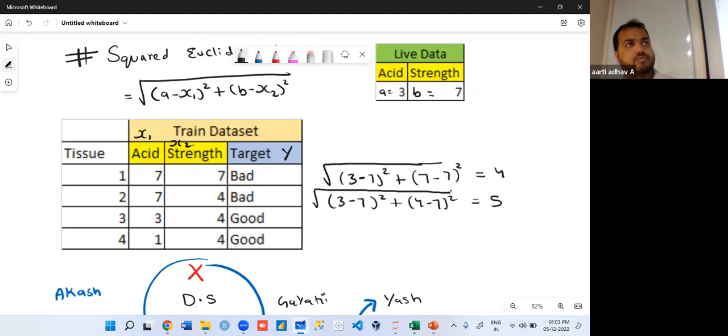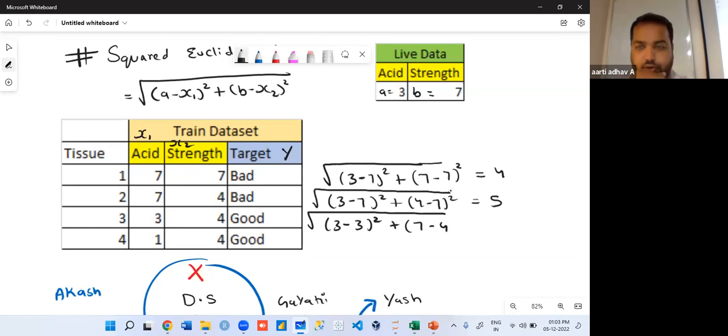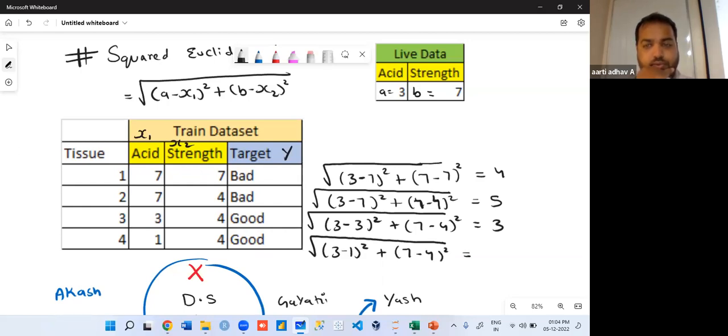Can you solve this? Okay, I'll do it for the third one. 1 second. Let me solve. It's a very small data. Next one, (3 minus 3) square plus (7 minus 4) square. Yes, 7 minus 4. What is this value? (3 minus 1) square plus (7 minus 4) square. What is the value, guys?